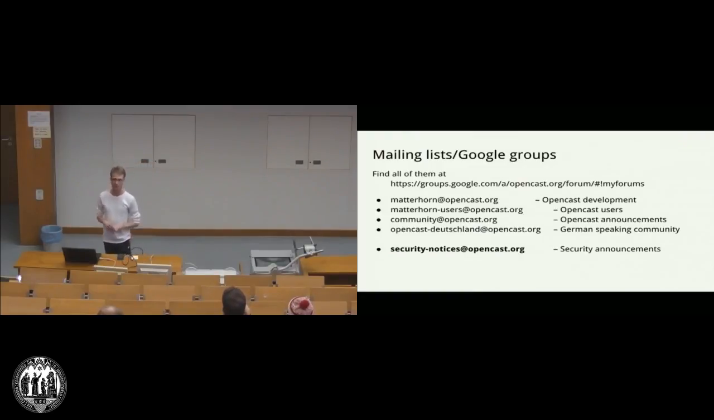We have the users list, which is basically where you go if you have problems setting up Opencast. All of these lists are there as Google groups, so you can use them as a forum, by the way. So you don't really have to write emails if you don't like that. Then there's a community list at opencast.org, which is basically an announcement list. If the board sends out something, they usually also use this one. So this is really a low traffic mailing list, and if you don't want to get a lot of emails, you can still be on this list.